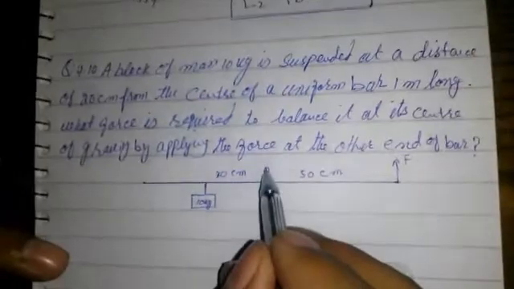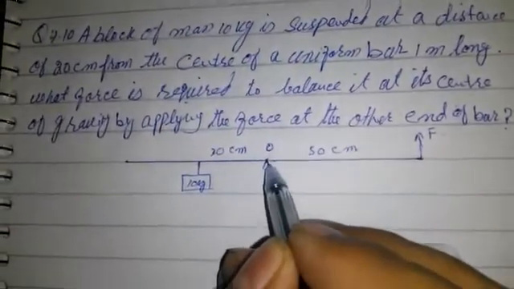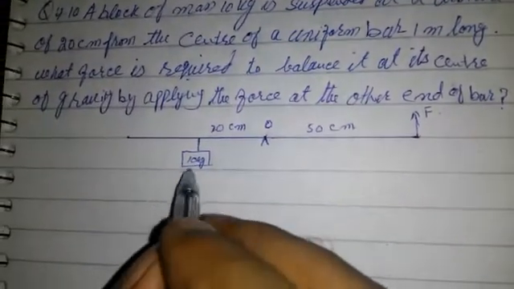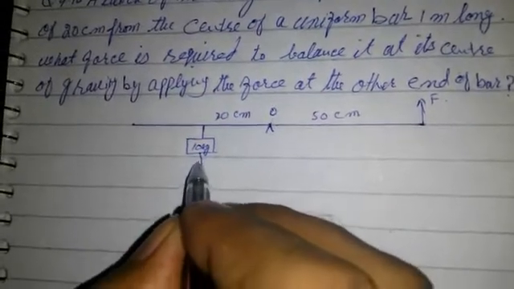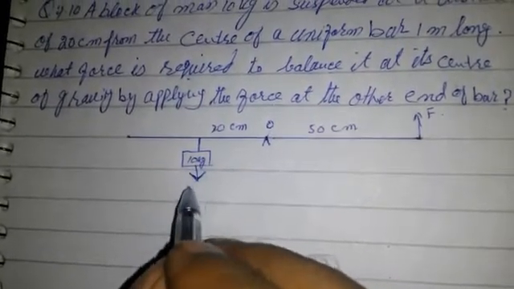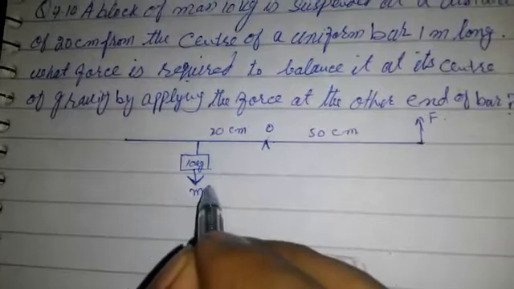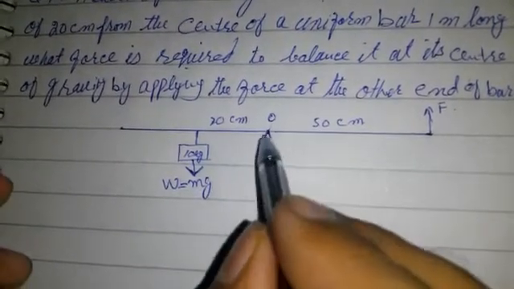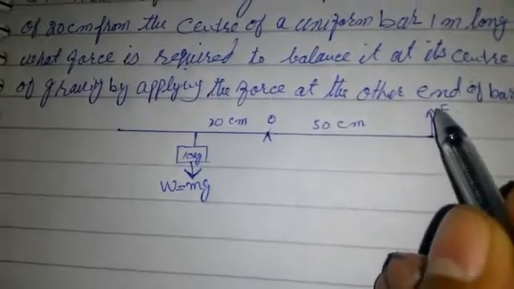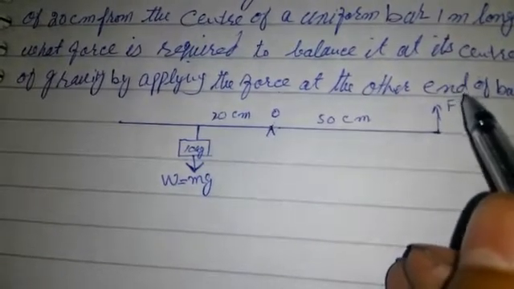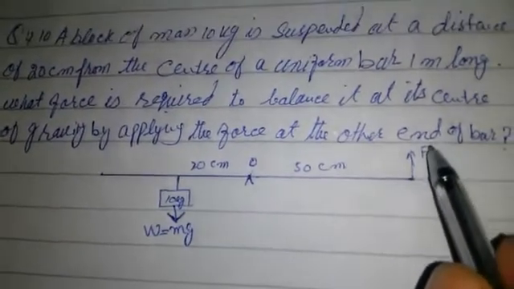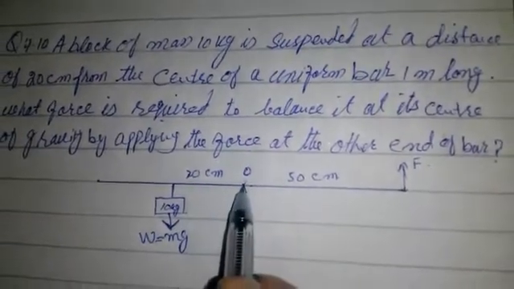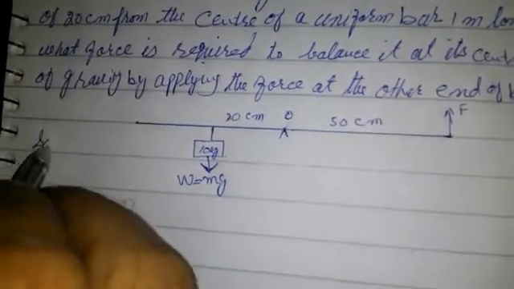Here is the O, origin or center of gravity. Here this is the weight or mass 10 kg and is equal to mg is equal to W. This distance is 50 centimeter, and what force we apply at this end so that it becomes balanced? Let's solve it.